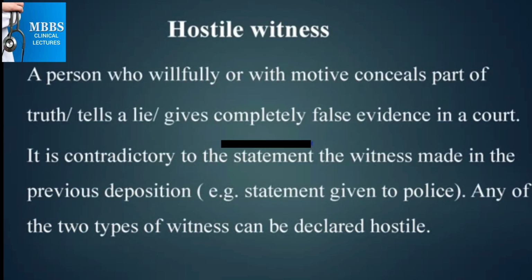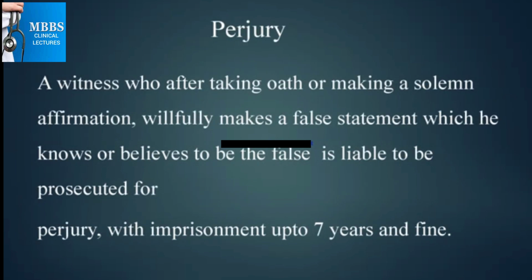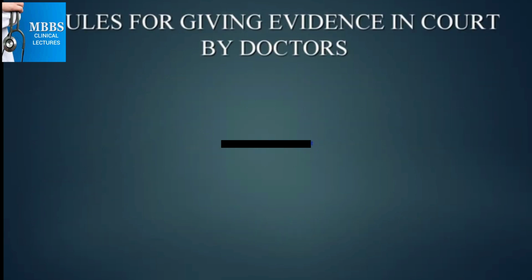We saw this term earlier, hostile witness. This is a person who willfully tries to conceal part of the truth or gives a false statement in a court of law, or changes his statement to what he has said in an earlier or a lower court. And an ordinary or an expert witness can be labeled as a hostile witness. Perjury is when a witness who, after taking oath, makes a false statement willfully, which he knows or believes to be a false statement. He knew it and he lies about something, that is known as perjury, and this can result in imprisonment up to 7 years along with fine.